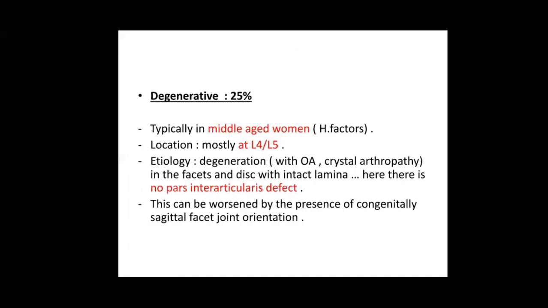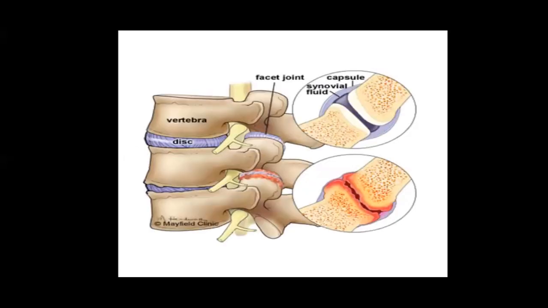Degenerative spondylolisthesis is 25%, as we said, typically in middle-aged women. Middle-aged means in their 40s and 50s. Okay? Location: mostly this is different from the isthmic pattern. This will be at L4, L5. The etiology is related to degenerative arthritis or sometimes crystal arthropathy in the facet and the disc with an intact lamina. In this degenerative spondylolisthesis there is no pars interarticularis defect like that in isthmic spondylolisthesis.